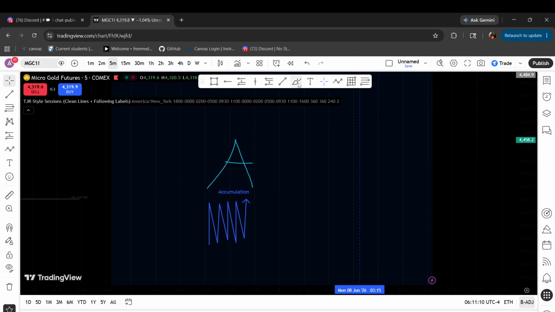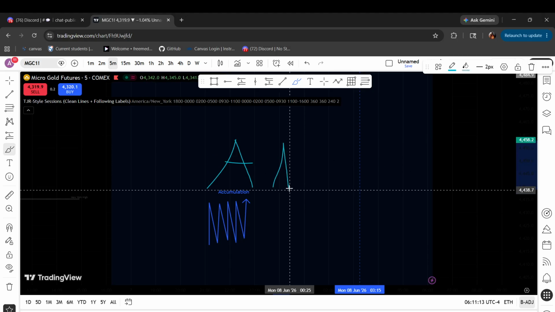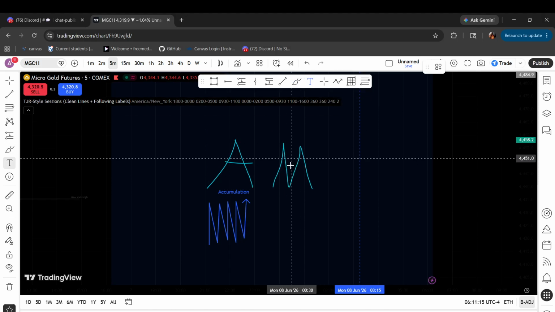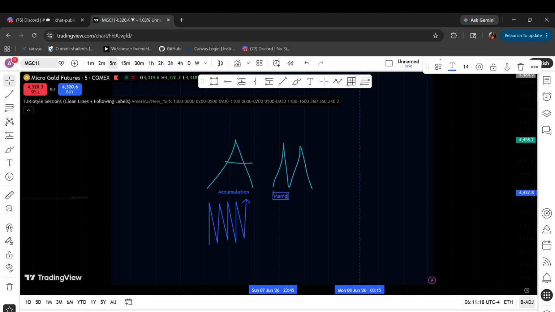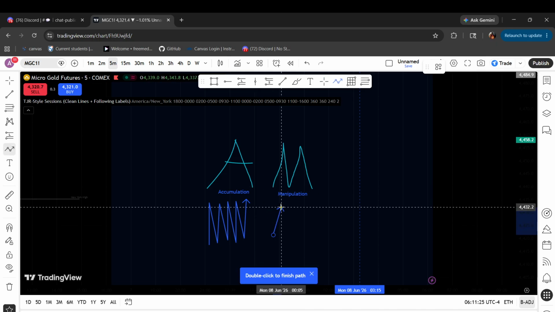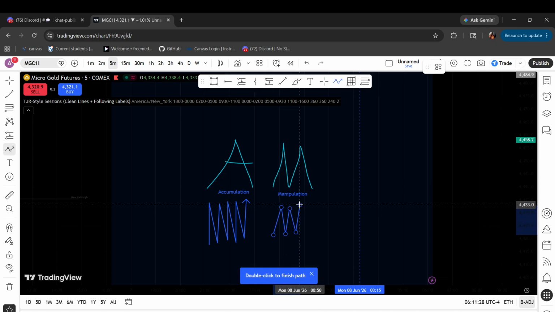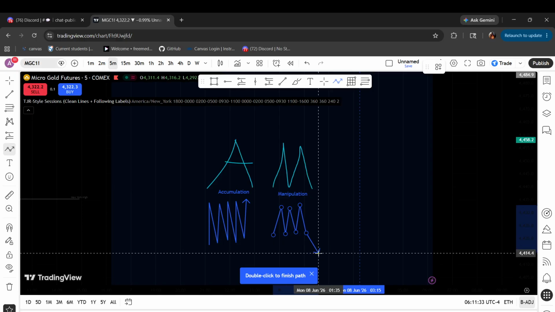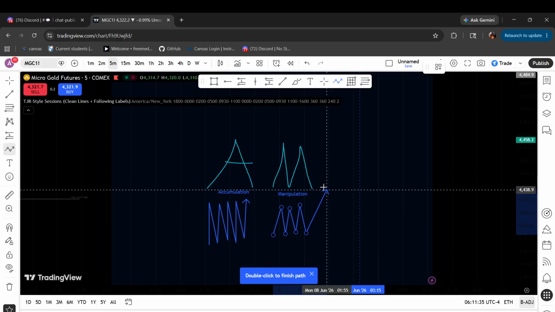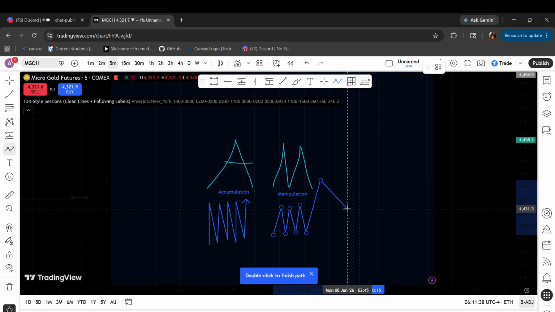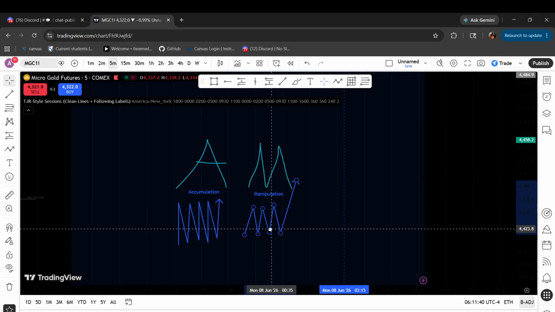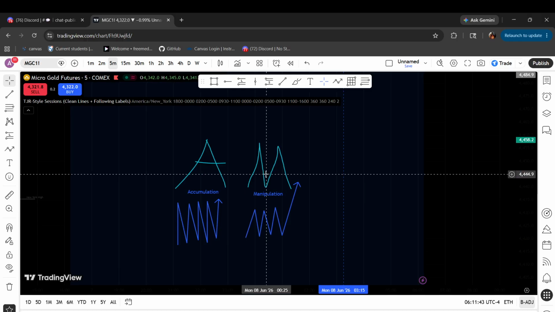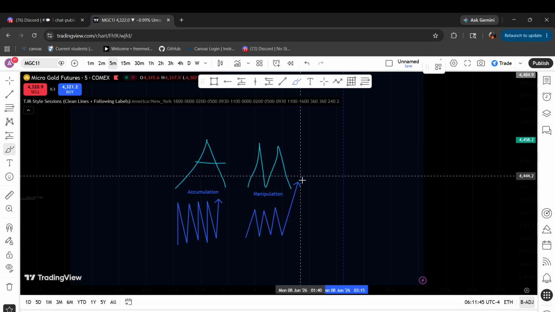Next we have manipulation, right? This is when, after our accumulation, we usually see price either coming lower or coming higher. In this case, we'll keep it as a bearish manipulation leg move. So this is accumulation, manipulation, and finally distribution. D for distribution.